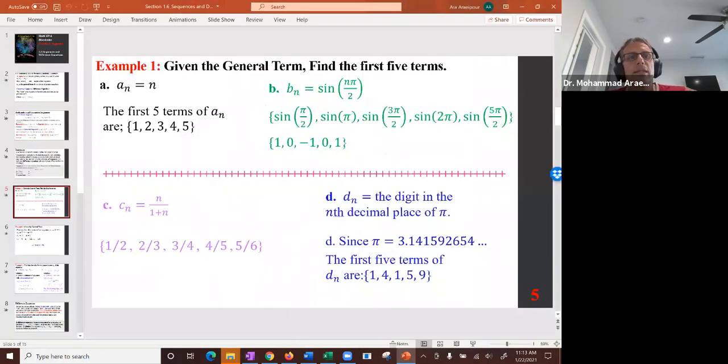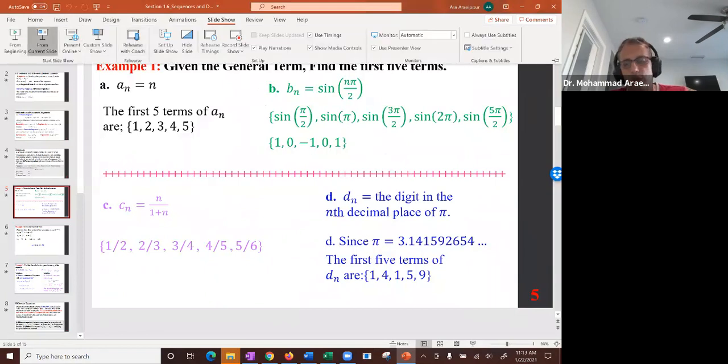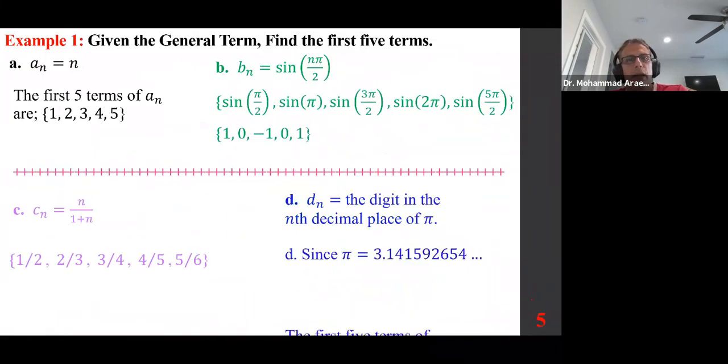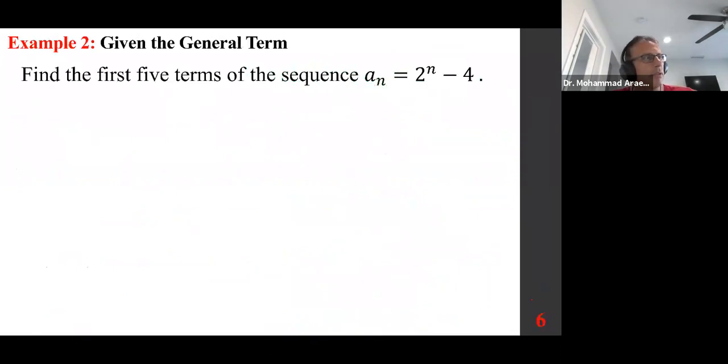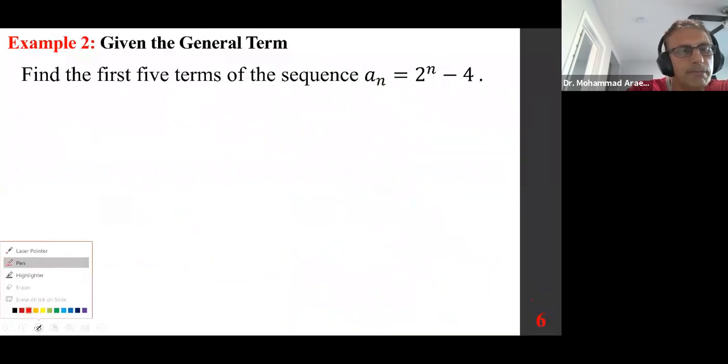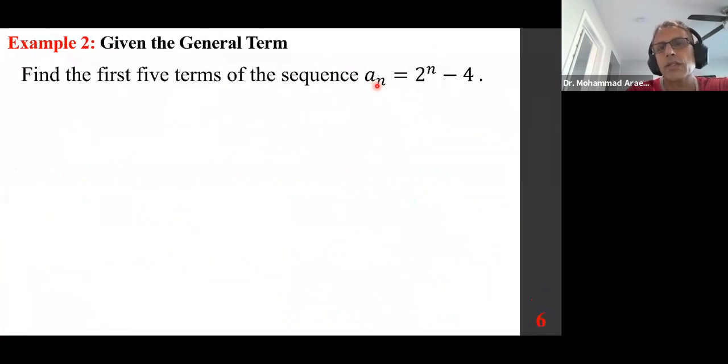So having said that, let's go back to what we were doing, and let's look at this example. In this case, we want to find the first 5 terms again. So what is a sub 1? 2 to the power of 1 minus 4. That means 2 minus 4, that means negative 2. What is a sub 2, everybody? A sub 2 is 2 squared, which is 4, minus 4 is 0.